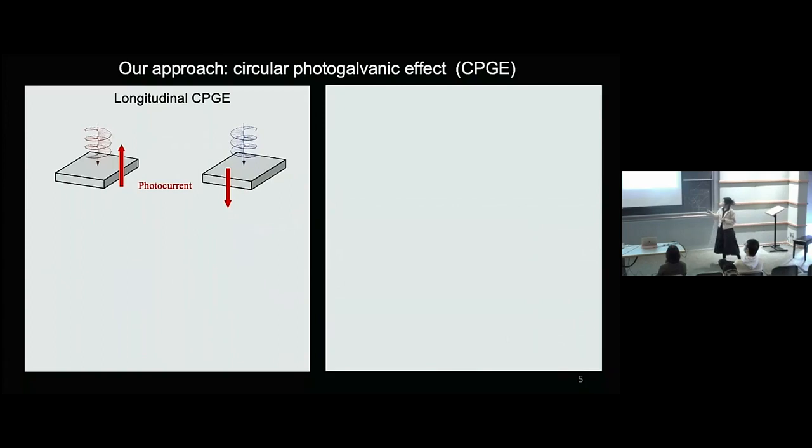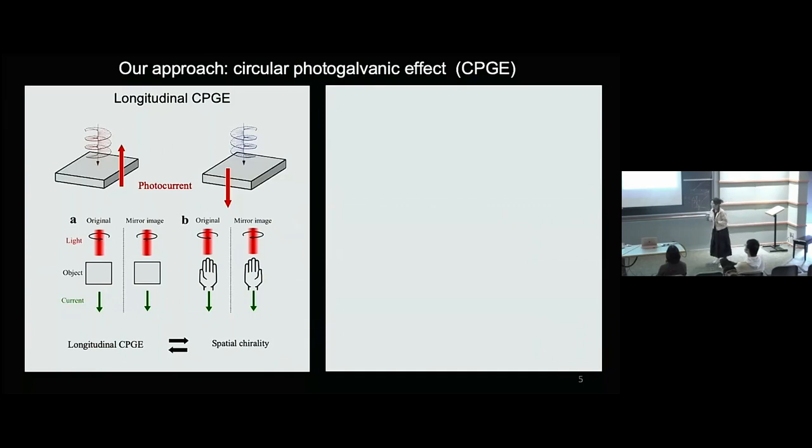Okay, so the CPGE is unique in that the chirality of the light determines the direction of the current. If I flip the chirality of the light, I flip the direction of the current. And moreover, you see this arrow of the current is along the same direction as the light propagation. That's not accidental, that's on purpose. We want to study this so-called longitudinal CPGE. The current is along the same direction as the light.